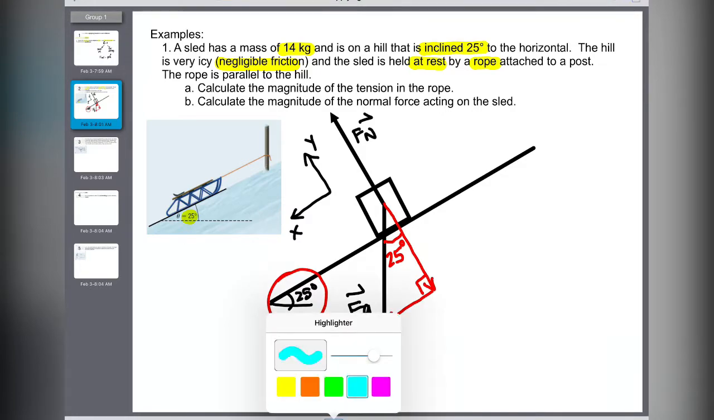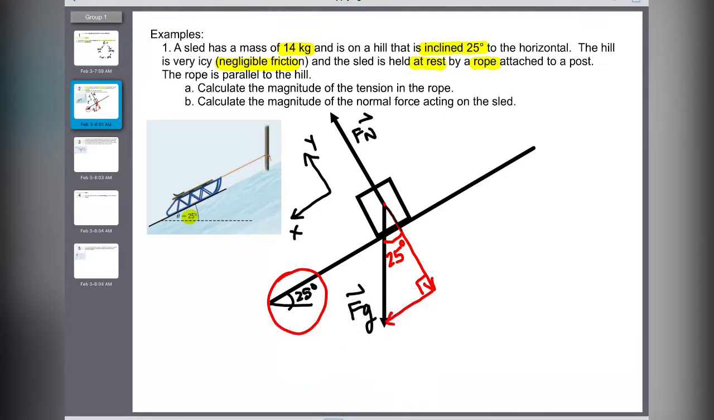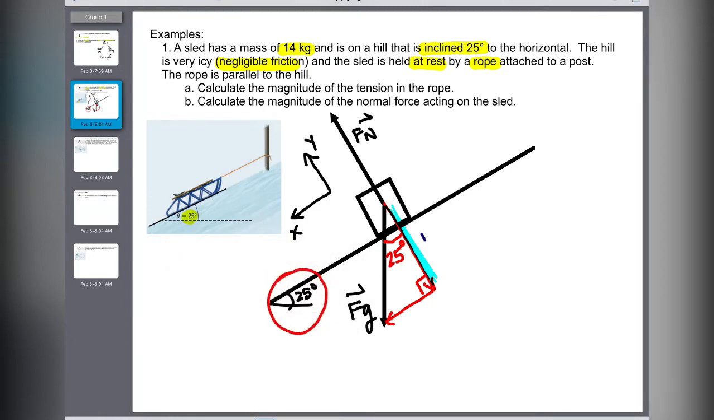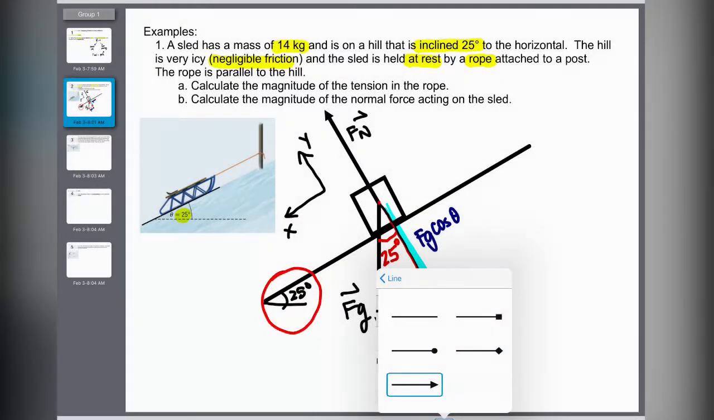The side on the right hand side, this one right here, is adjacent. So this is Fg cosine theta, and this is Fg sine theta.